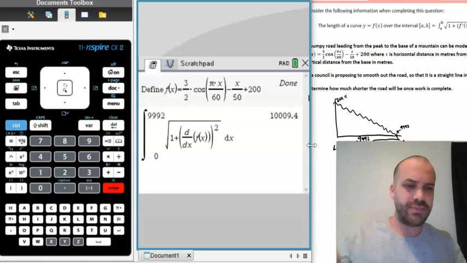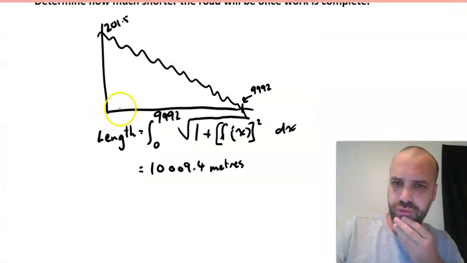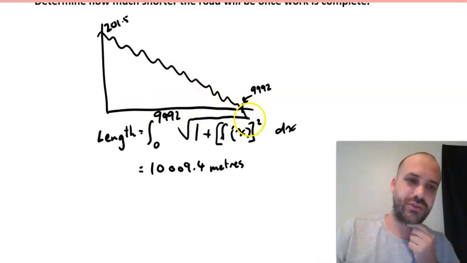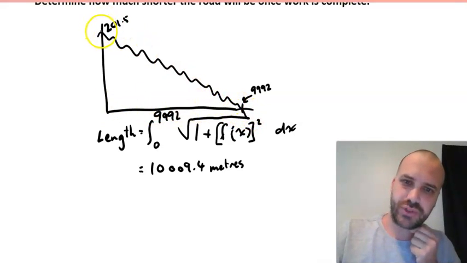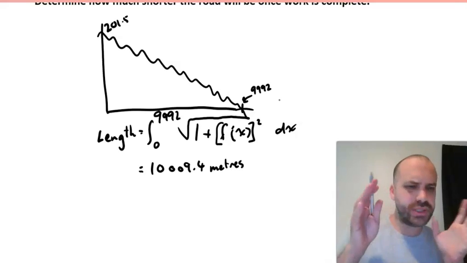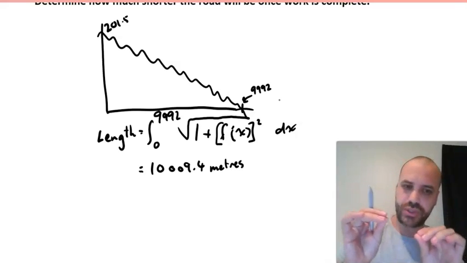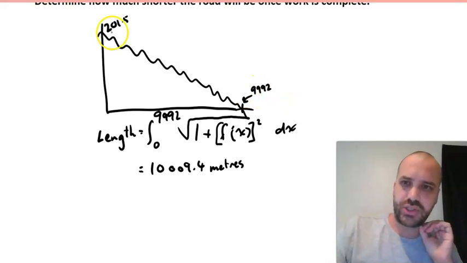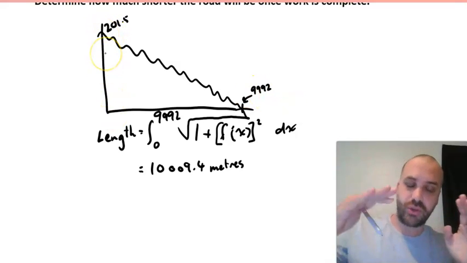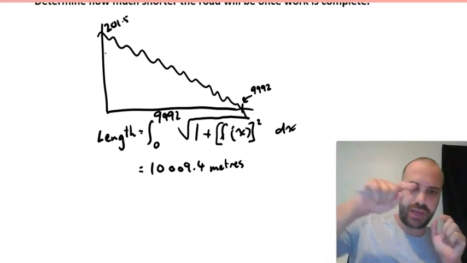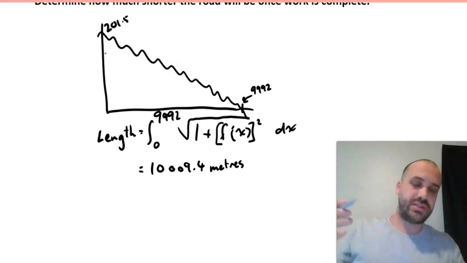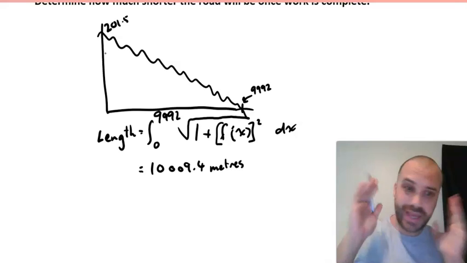Do I think that's correct? Well, maybe? So I moved across from 0 to 9,992. I started at a height of 201. So this length definitely needs to be longer than 9992. I'm a little bit surprised that it's so close to 9992. I would have thought that the combination of the slope and the bumps would have added more distance than that. But, okay, maybe I'm correct.